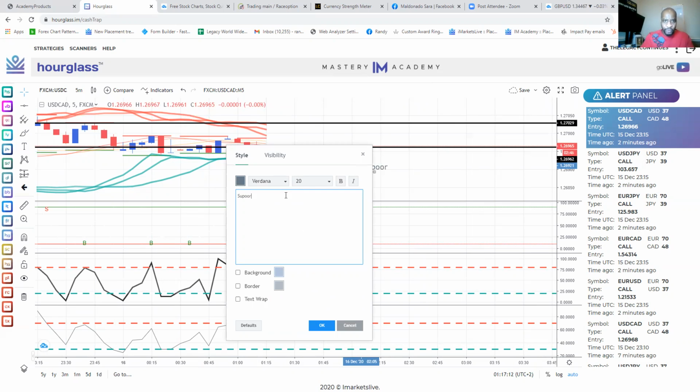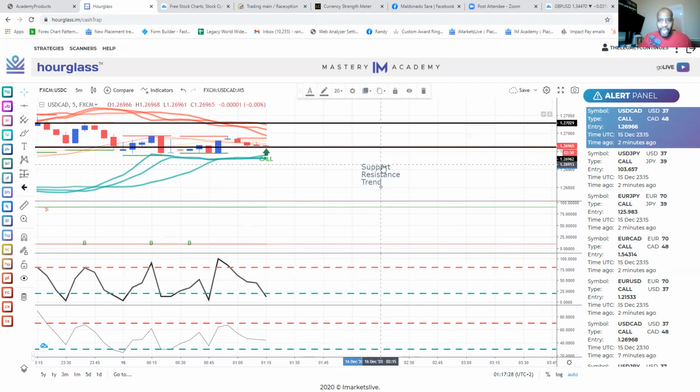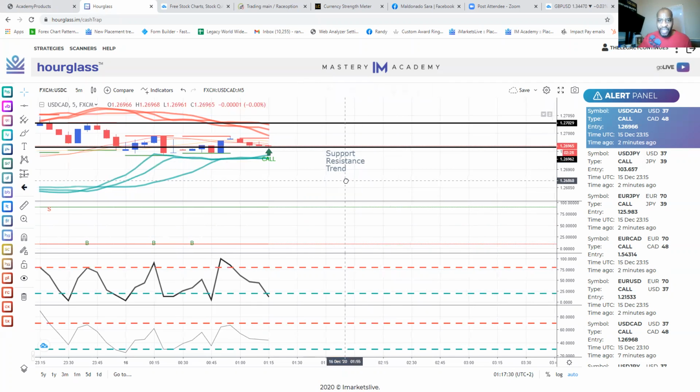So support areas, which guess what? It's automatically giving us our support line here, where price is going to bounce off of. The next thing we're looking for is resistance, okay? And then lastly, we're looking for trend. If you don't have these things, then we're not going to trade. So what we have here: support, resistance, and trend.